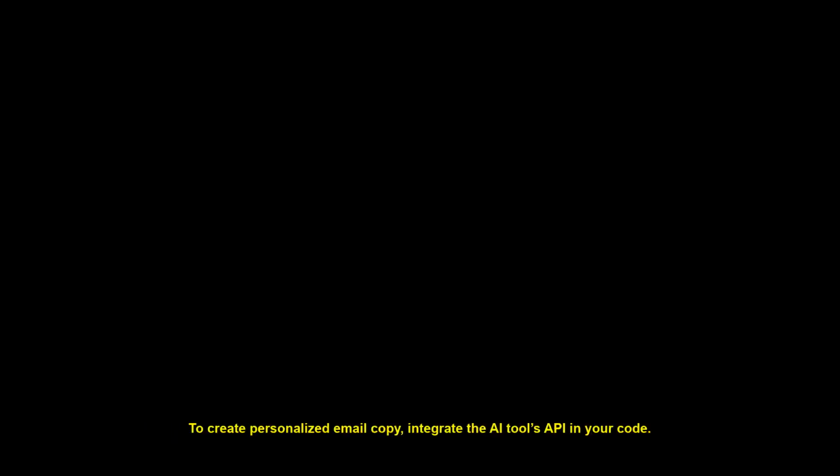To create personalized email copy, integrate the AI tool's API in your code. Make a call to generate text by providing prompts relevant to your email campaign. Retrieve the response from the AI and format it as your email body.